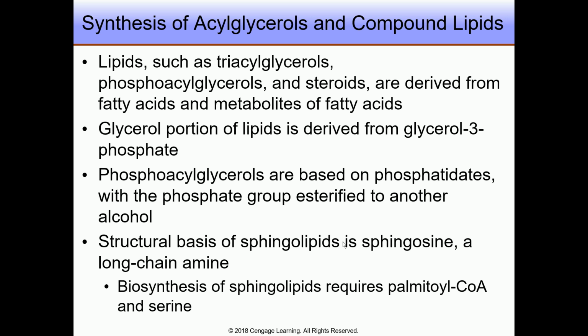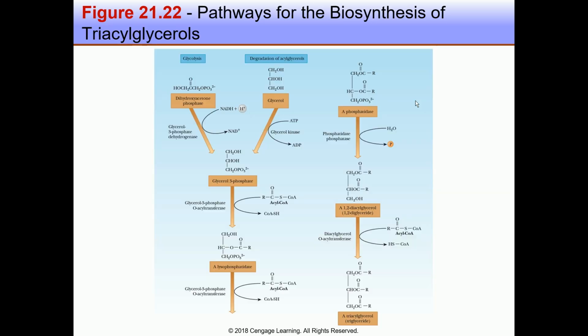Okay, synthesis of acyl glycerols and compound lipids. So we just talked about how fatty acids are made, biosynthesis of fatty acids. Now the next step is lipids such as triacyl glycerols, which means triglycerides, phosphoacyl glycerols, phospholipids and steroids. They are actually derived from the fatty acids and the metabolites of fatty acids. And the glycerol portion of the lipids is derived from glycerol 3 phosphate. So now let's see how they are made.